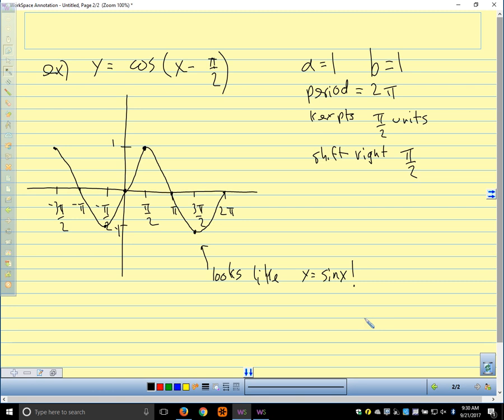So if you're modeling something with a sine curve or a cosine curve, you can model it with either one. One's just going to be a shift of the other. Sometimes it's more convenient to do one than the other. All right, so questions on that graph. That was a pretty easy one.